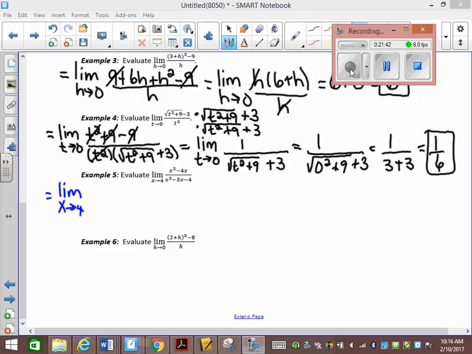For the top, you can factor out a GCF of x, so x, then x minus 4. The bottom, it multiplies to give you negative 4 and adds to give you negative 3, so it's x minus 4, x plus 1. The x minus 4's cancel. Our issue is gone, and we can do direct substitution. So we get 4 over 4 plus 1, which is 4 over 5.